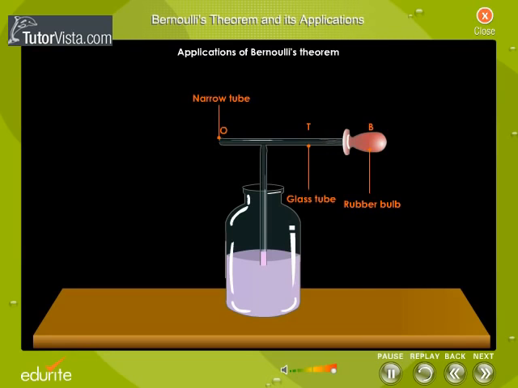Due to the difference in pressure, the liquid rises up into the vertical tube. But the stream of air coming out of the tube T blows the liquid into a fine spray. So next time you use perfume or deodorant, remember this principle.